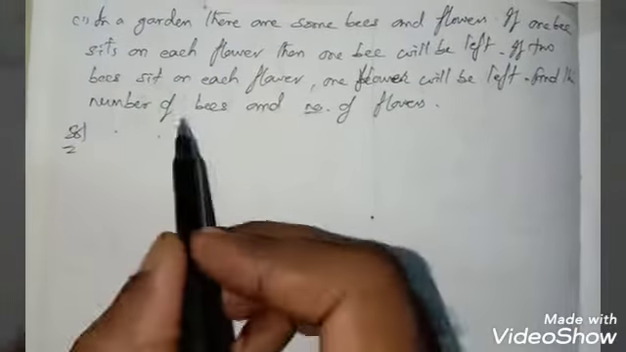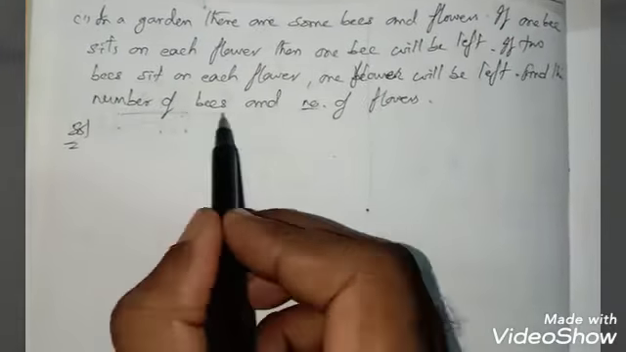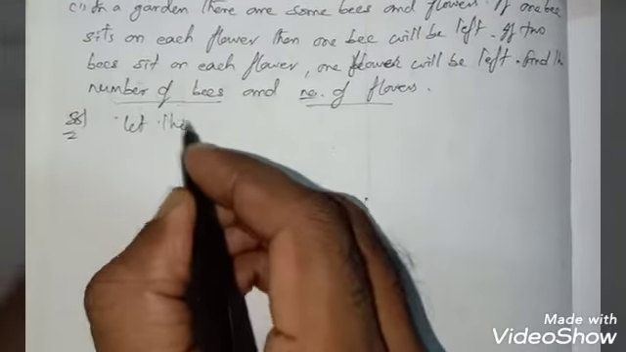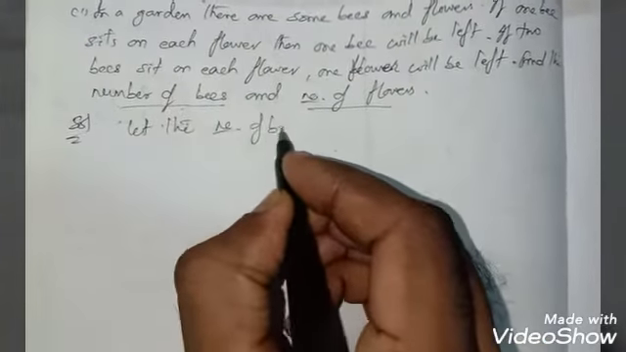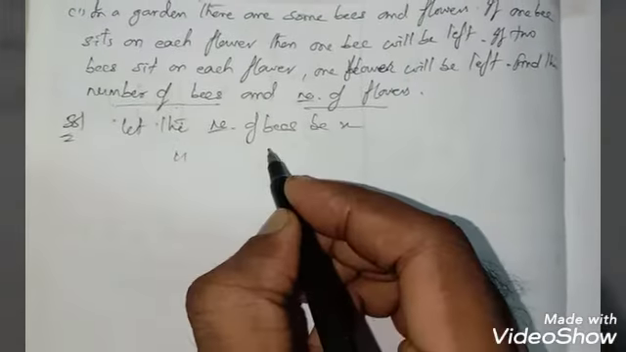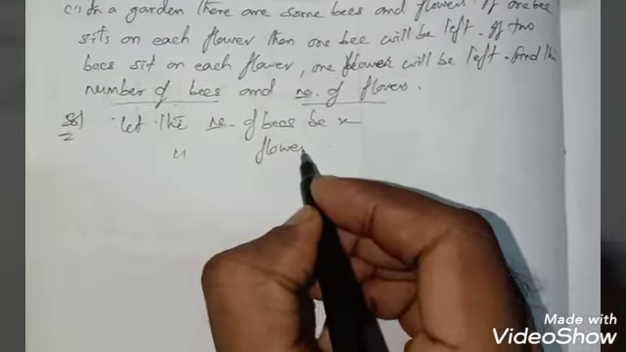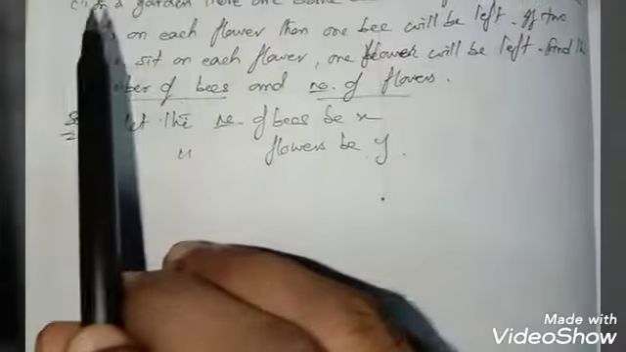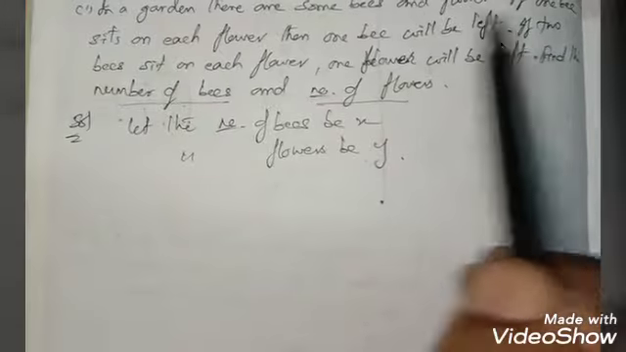So what they have given, you have to find the number of bees and number of flowers. So we are assuming that let the number of bees be x and number of flowers be y, right? So after assuming the number of flowers and number of bees, then go for the first step.